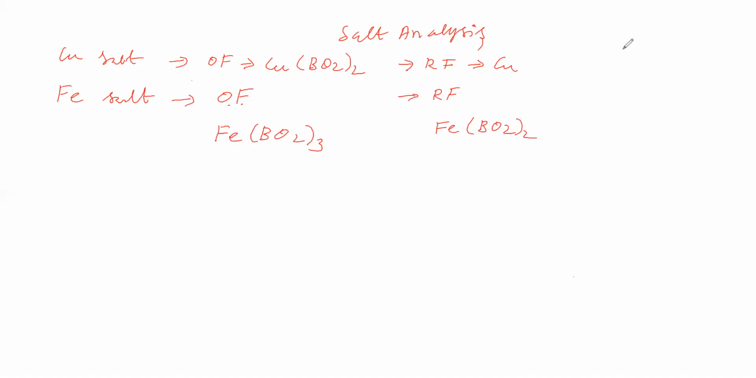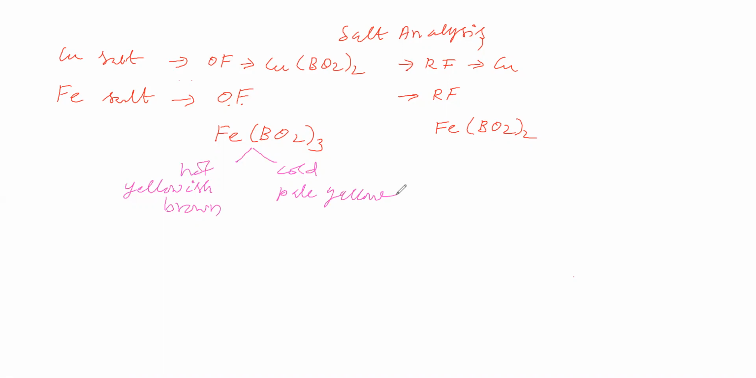What is the color it shows in hot condition, and in cold condition? Generally, ferric salts are yellow or brown in color. Now, this ferric metaborate is yellowish brown in hot condition. In cold, it is pale yellow.